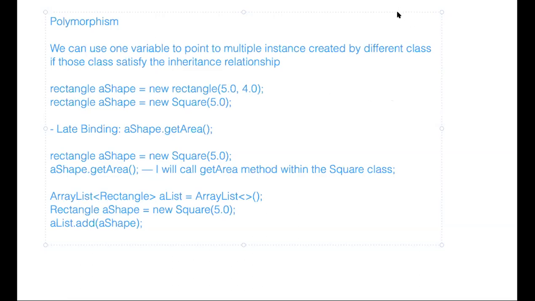Okay, so let's move forward. This is polymorphism. And then we will move to abstract class. So abstract class.